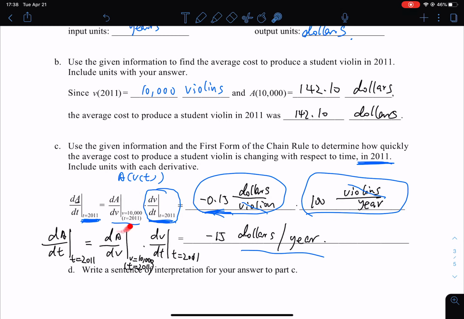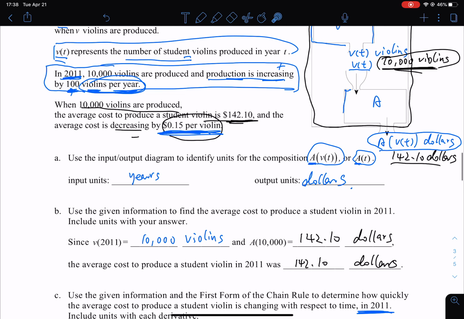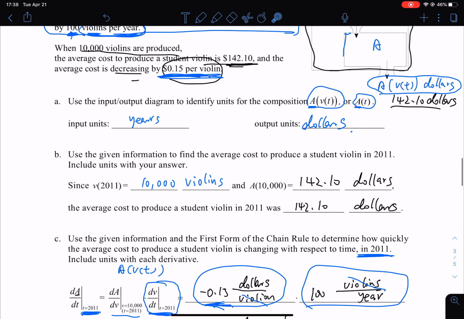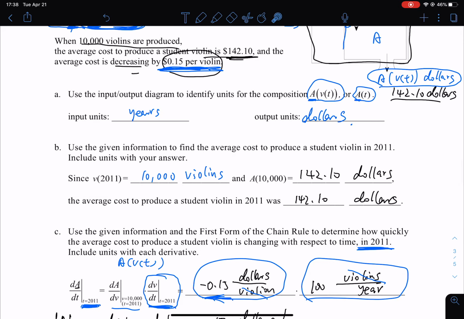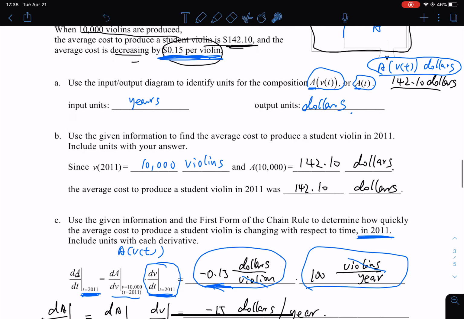So this one is given directly because the average cost is decreasing. Decreasing means negative. So the average cost is A. It's decreasing by, you can see, output unit per input unit. So this is A prime of 2011. So the derivative is just this one, because the decreasing must be negative. Then the unit is dollars per violin, so dollars per violin. And then similarly dv/dt is just 100 violins per year.